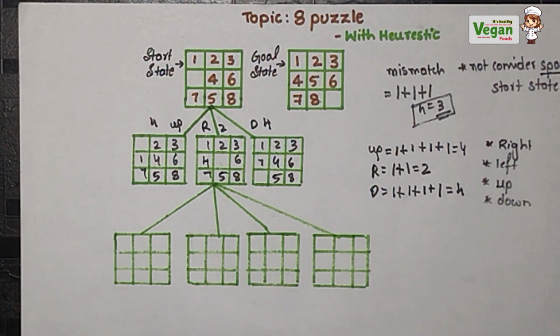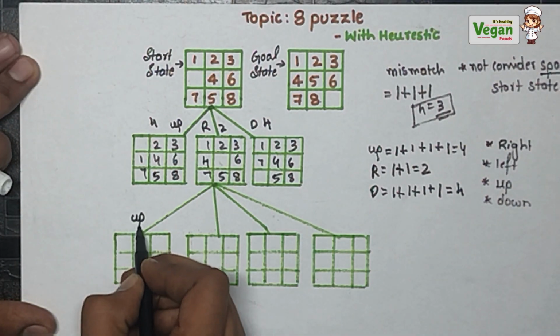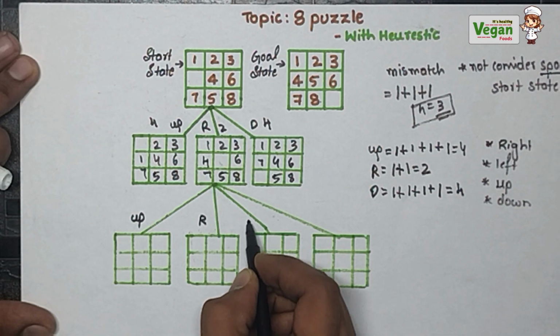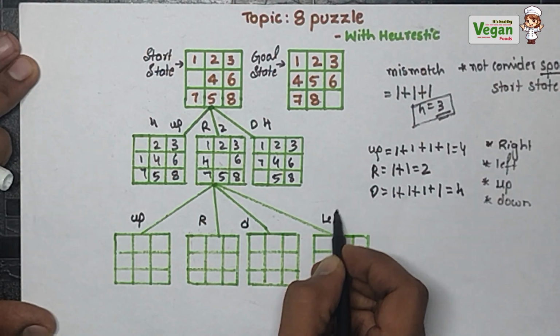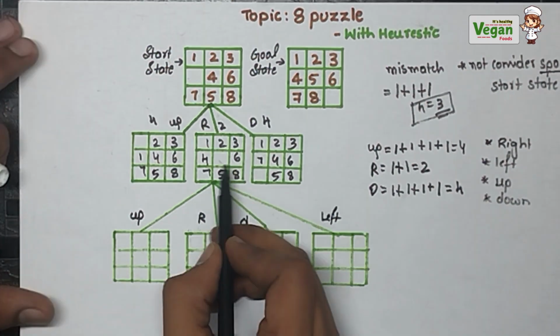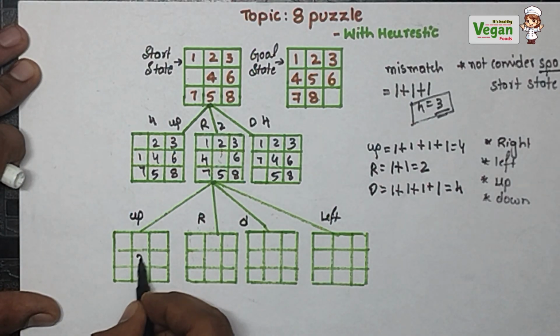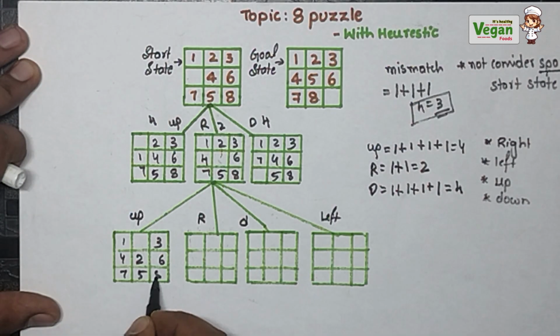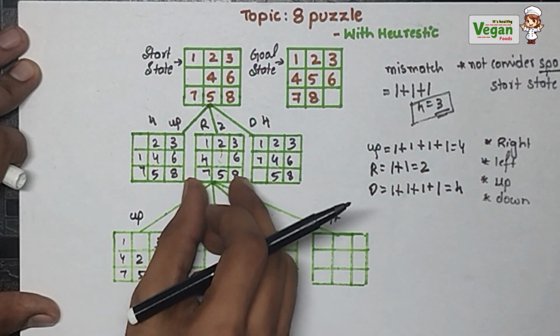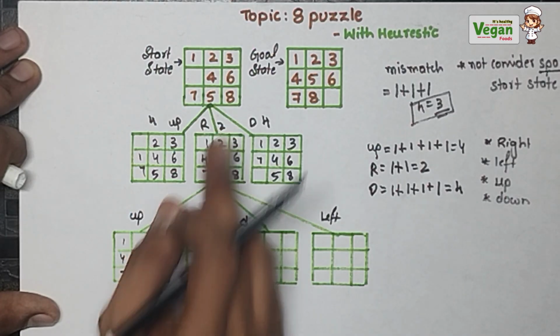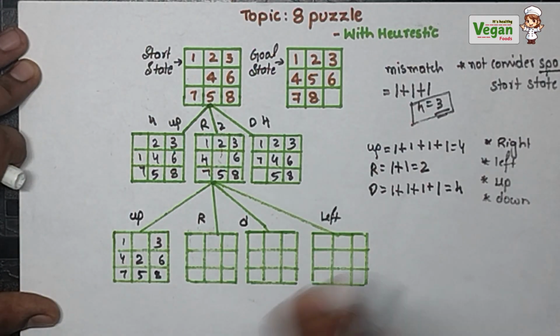Now what will be the possible ways? It can go to upside, it can go to right side, it can go to downside, it can go to left side. Now if it goes to upside, free space will be exchanged with the upside value, that is 2. So 2 will come here and all other elements will be the same in their places. Now why did I select this one? Because it is having the less heuristic value. So this will be eliminated.